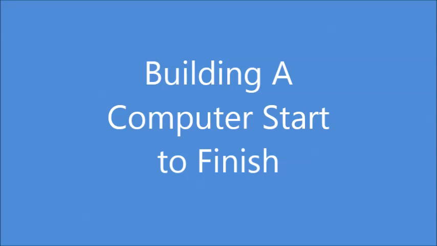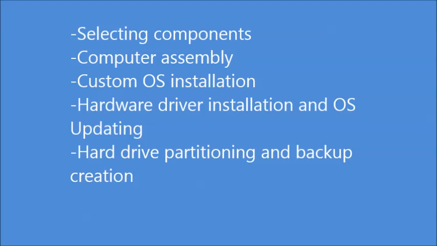Hello, and welcome to this 5-part instructional guide on how to build a computer from start to finish. In this 5-part video series, we will cover all the major steps and processes needed to build a custom desktop computer, as well as some special configuration changes to make the computer more effective. These steps will include selecting components, computer assembly, OS installation, driver installation and OS updating, hard drive partitioning, and finally backup creation. So, let's get started.